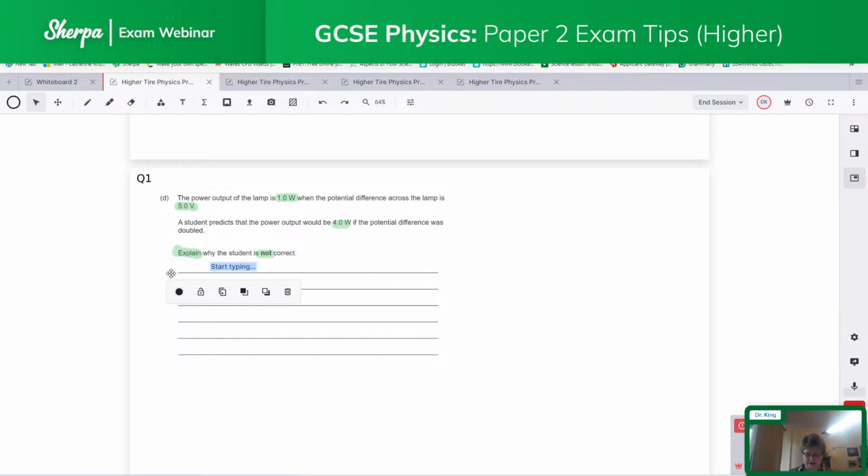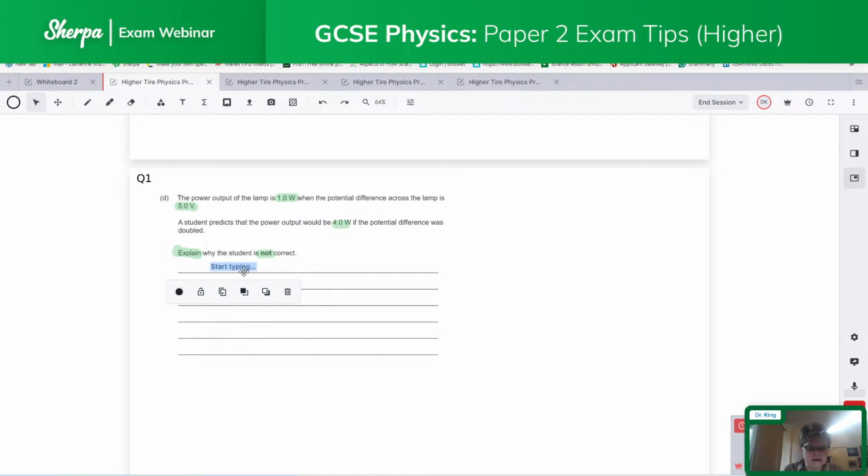Another thing is that even if the current doubles, the potential difference will not. So you can tackle that assumption that the student made from both sides. Current and potential difference are not in a linear relationship. It does not mean that when my potential difference increases, the same rate of increase in the current will be observed.